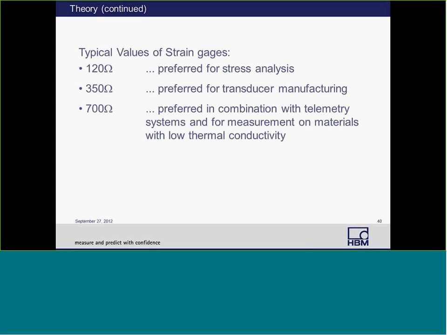Typical values of strain gauge resistance are 120 ohms, 350 ohms, 700 ohms, and up to 1,000 ohms. Typically, 120 ohm has been preferred for stress analysis. 350 ohms is preferred for transducer manufacturing. 700 ohms is preferred in combination with telemetry systems and for measurement on materials with low thermal conductivity. Also, you'll find the values of resistances used in the United States and Europe tend to differ. In most cases in the U.S., you'll see 350 ohm strain gauges.